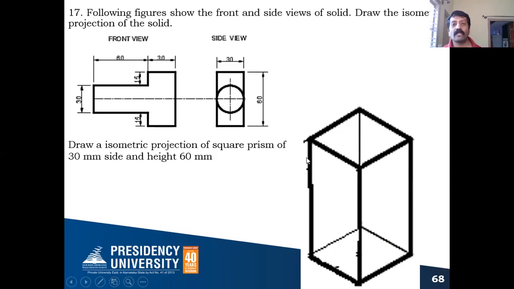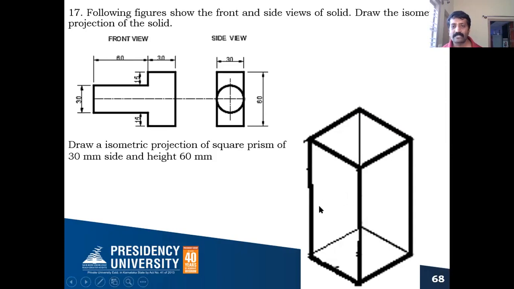On this vertical line, you take isometric 60 and cut it. 1, 2, 3, 4 points you can cut. Once you get this point, join it. So you'll get one more square here, and your square prism portion is ready. So the square prism portion is ready exactly at the center here somewhere.